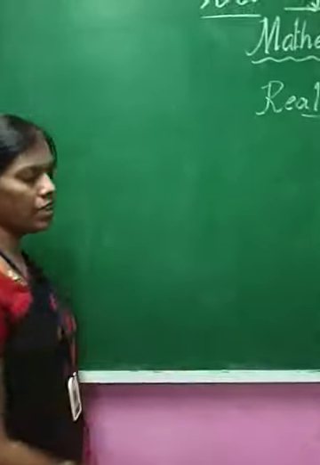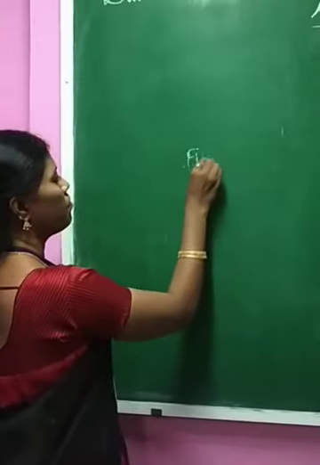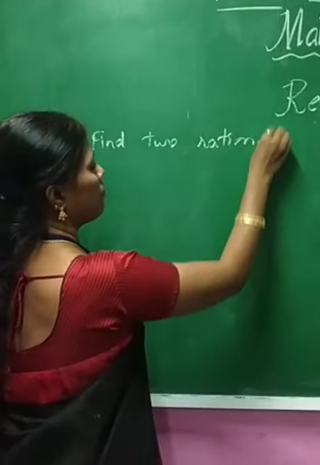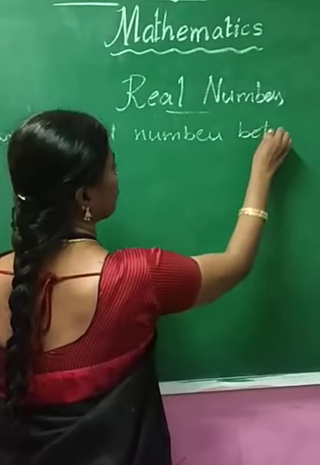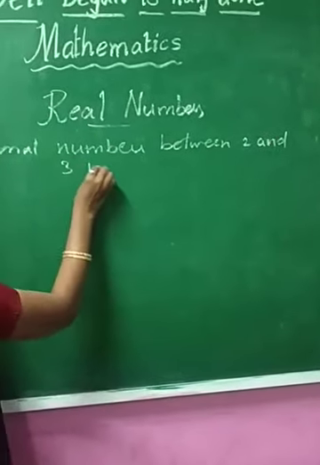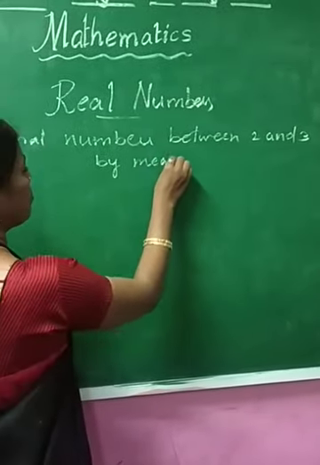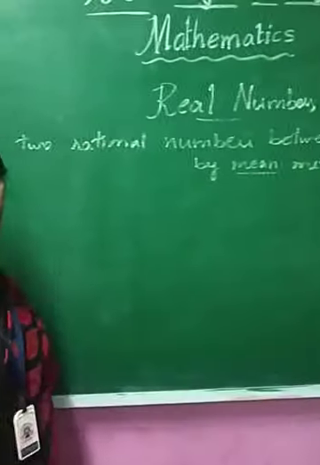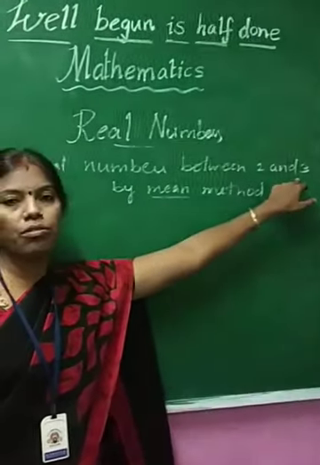In order to find rational numbers in between, find two rational numbers between 2 and 3 by the mean method. The word mean is nothing but average. So here we are going to find two rational numbers in between 2 and 3.